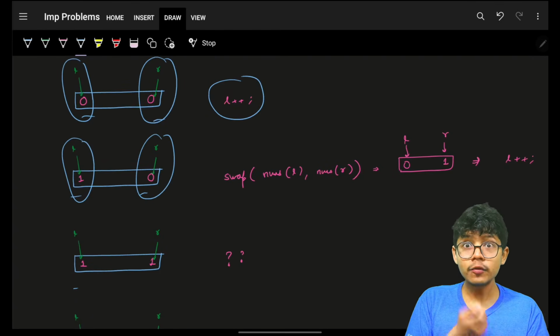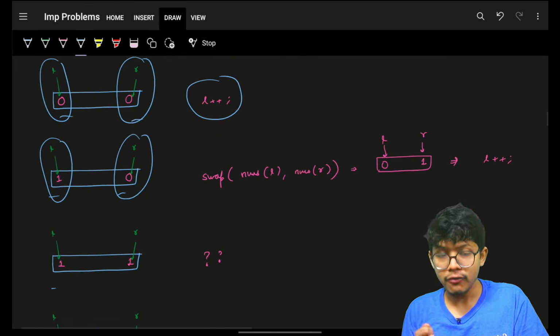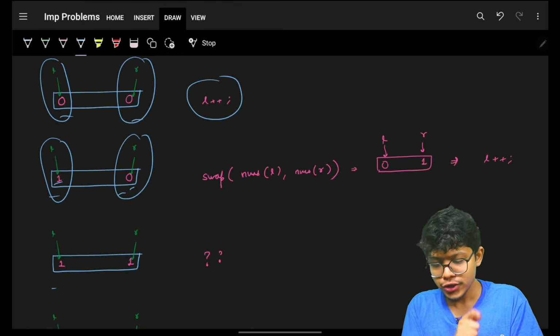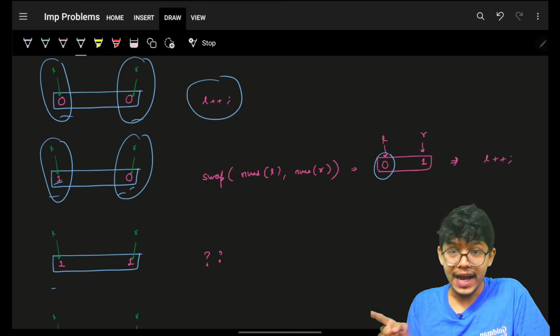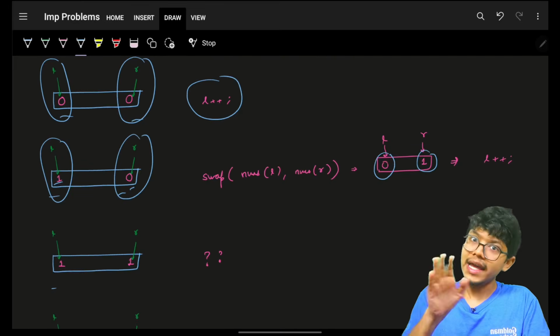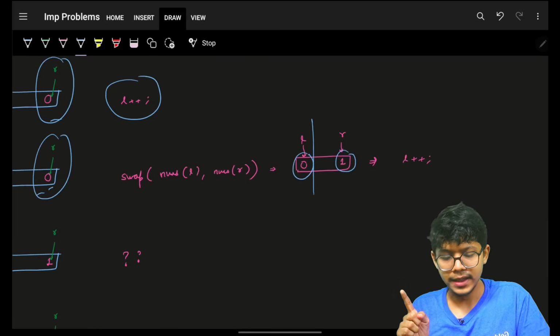Ideally, nothing I can move, but I can swap it. If I swap both my L and R, at L my 0 will come in, at R 1 will come in, and now L is at the correct location. Now I can move my L.